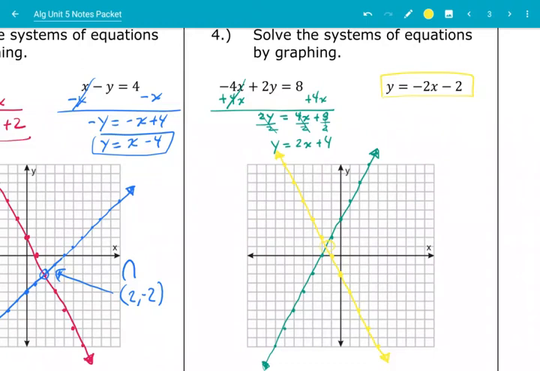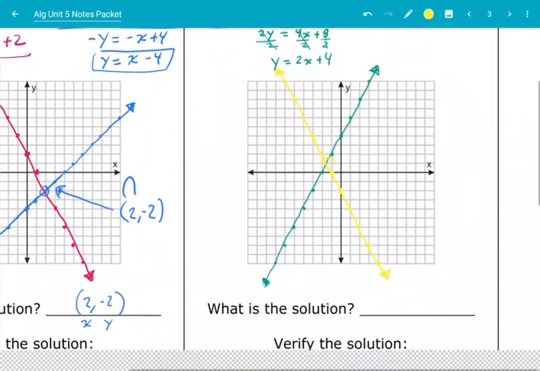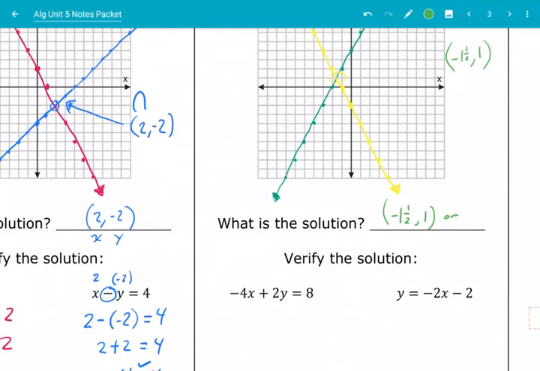Did I graph that correctly? Yes, I did. Looks like a half number, doesn't it? That's about right. The solution is probably, looks like it's minus 1/2. Minus 1.5 and up 1. Probably that. Minus 1.5, 1. Let's verify. Let's use a decimal.